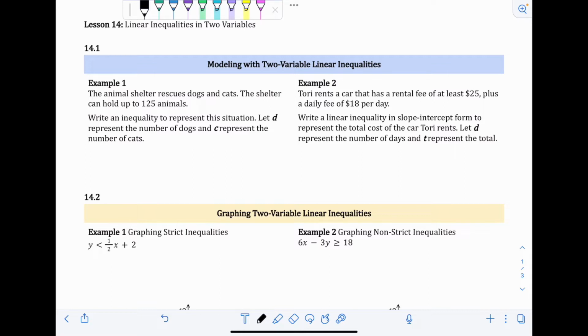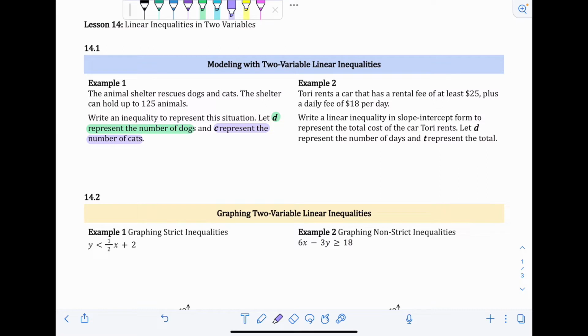So example 1, it says the animal shelter rescues dogs and cats. The shelter can hold up to 125 animals. Write an inequality to represent the situation. Let D represent the number of dogs and C represent the number of cats. So they give us the variables to use in this case, so we're going to let D represent the number of dogs, and then C is going to represent the number of cats.